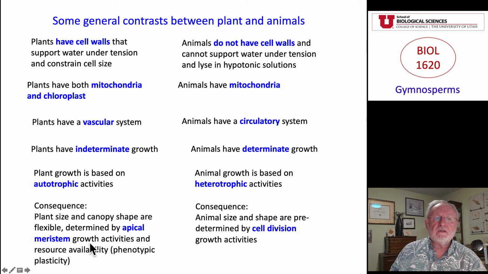So the consequence is that plant size and canopy shape are flexible. That is determined by the activity of the apical meristems, whether it's a shoot apical meristem or a root apical meristem. Whereas growth in animal systems is predetermined. So it's predetermined by cell division growth activities. So this is a brief summary of differences between plants and animals.